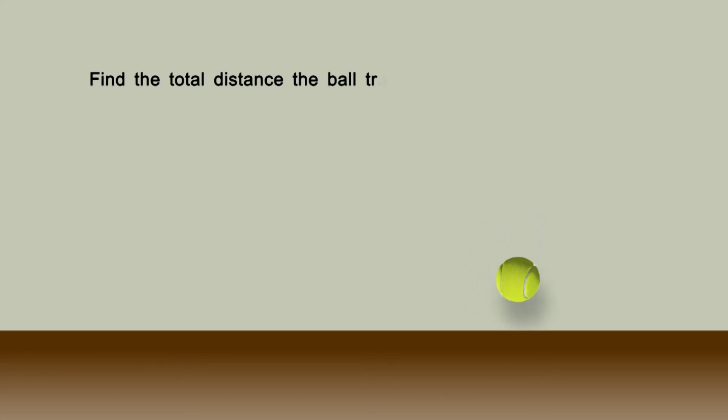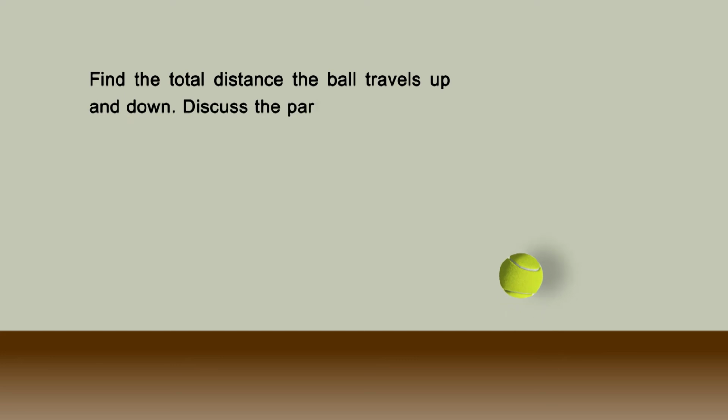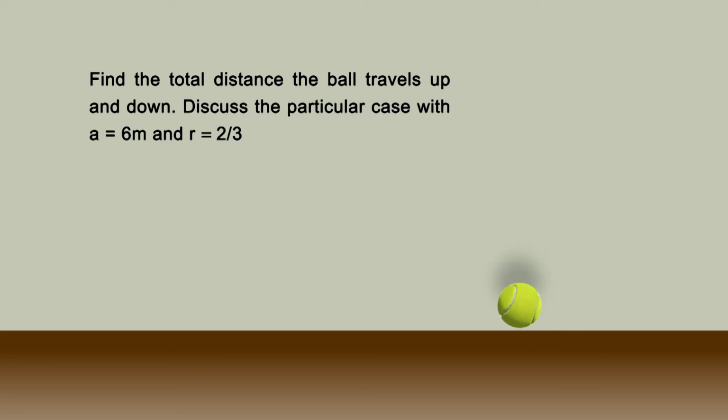Suppose you drop a ball from a meters above a flat surface. Each time the ball hits the surface after falling a distance h, it rebounds a distance rh, where r is positive but less than 1. Find the total distance the ball travels up and down. Discuss the particular case with a equal to 6 meters and r equal to 2 upon 3.